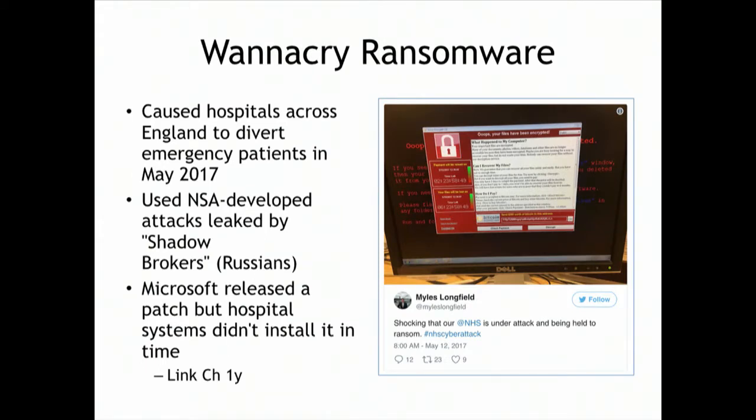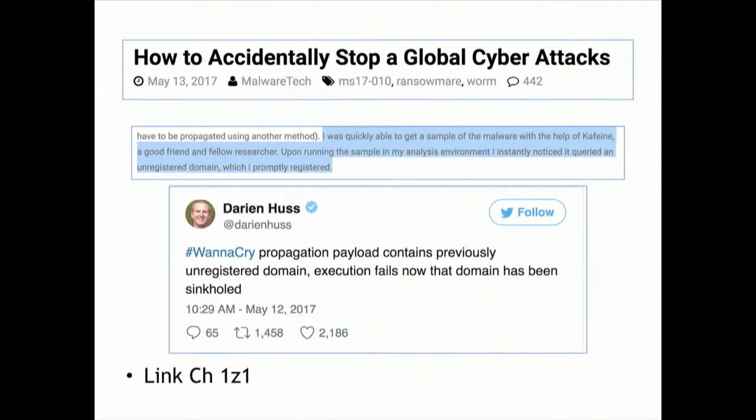So this happened with WannaCry. WannaCry was one of the most recent examples of sinkholing. WannaCry infected all the hospitals in Britain, or a lot of hospitals in Britain, and messed them up so that there were actually patients that failed to get medical treatment that needed it. And this actually used the stuff the Russians stole from the NSA and leaked out. And Marcus Hutchins stopped it. We talked about this in the very first day. Marcus Hutchins accidentally stopped it.